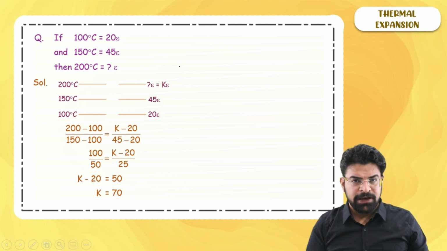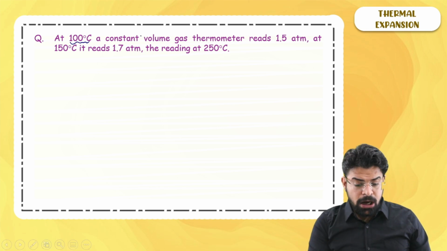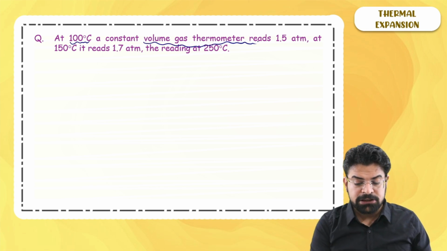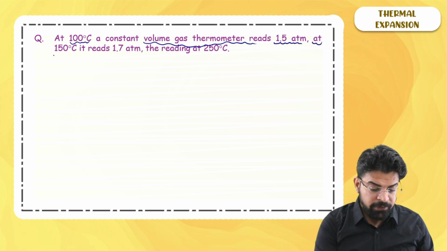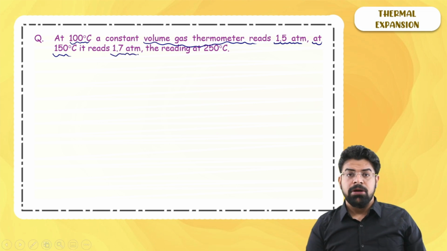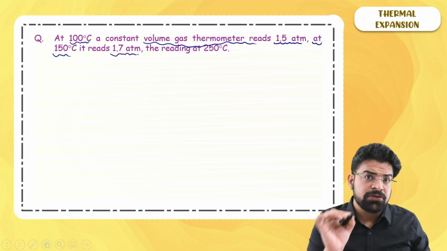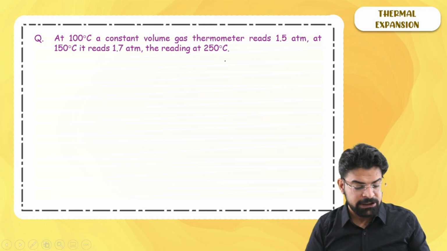Let's move on to the next example. At 100 degrees centigrade, a constant volume gas thermometer reads 1.5 atm. At 150 degrees centigrade, it reads 1.7 atm. Then what is the reading of this constant volume gas thermometer at 250 degrees centigrade?